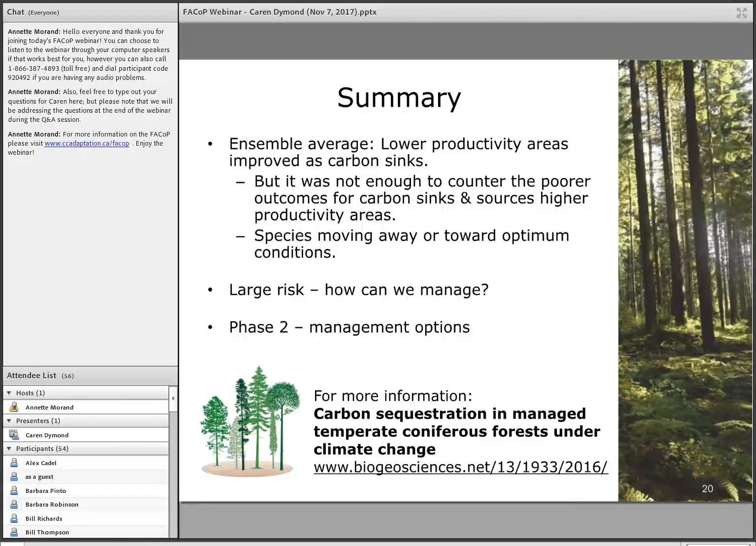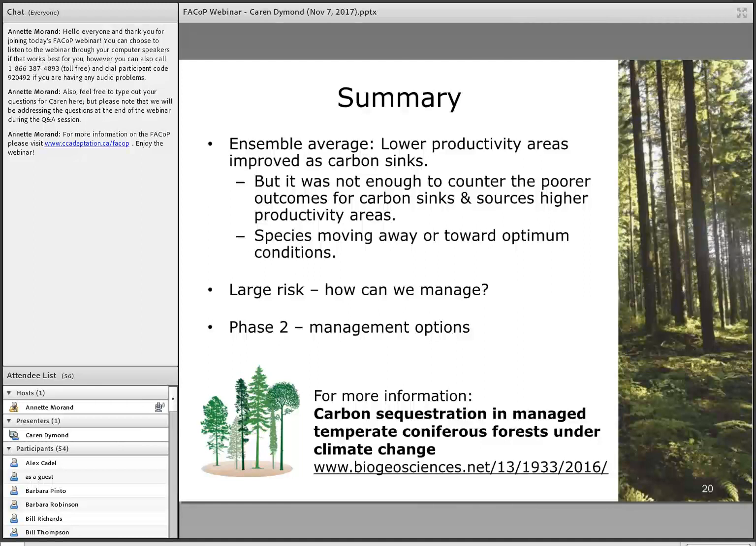And what we think is the species are moving away or towards our optimum conditions. So in the colder regions, as the climate warms, the conditions around the species are moving closer towards the species' optimum conditions, so they increase productivity. Whereas as the climate warms in the higher productivity areas in Region 7, the growing conditions are moving away from their optimum.